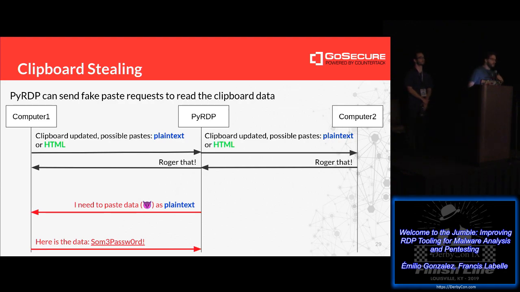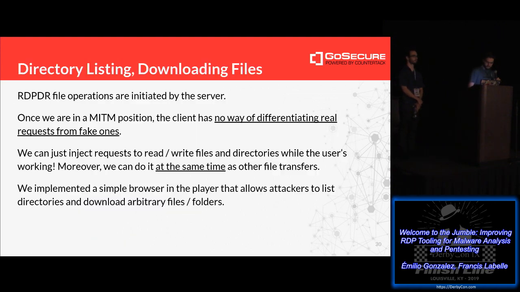So we also have a feature to steal clipboard contents. The way this works is, since we're in the middle, the server is going to send messages that say that the clipboard contents have changed. Then as a man in the middle, once we receive a message that says the contents have changed, we can just inject a fake paste request. This paste request is sent to the user, and then this comes back to us in the man in the middle, and we see the contents, but we never actually send the response back to the server.